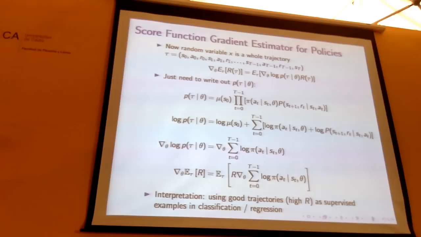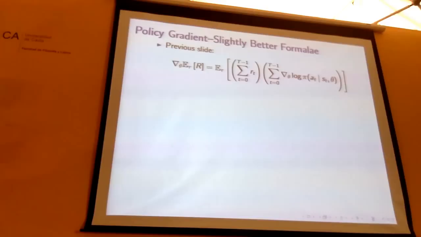The way that manifests itself is that your estimator is unbiased, but it's going to have high variance. So you're going to need tons of samples before your empirical estimate is good enough. So now we're going to introduce a bunch of ideas that let you reduce the variance of the policy gradient estimator while keeping it unbiased.